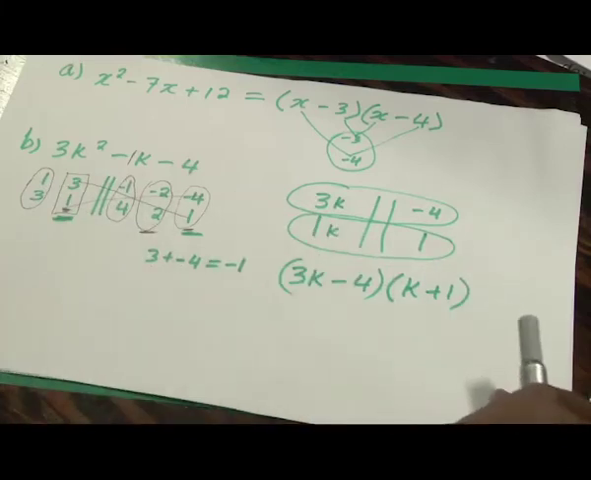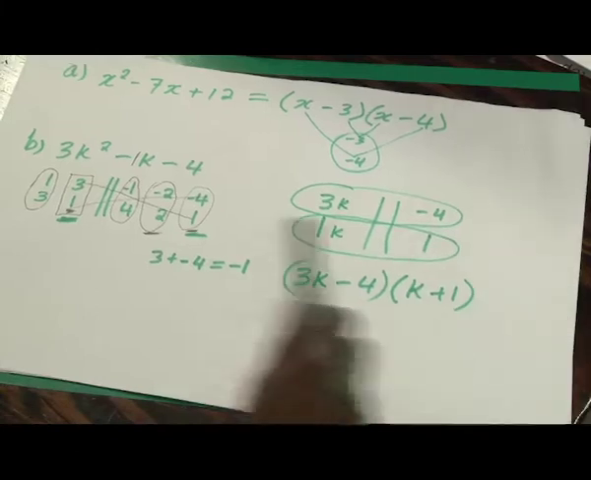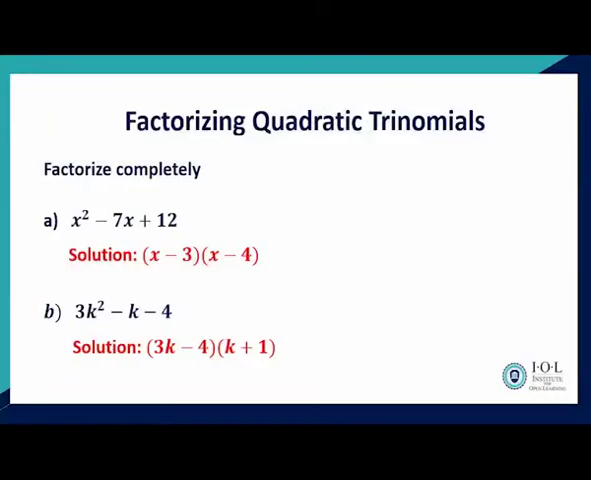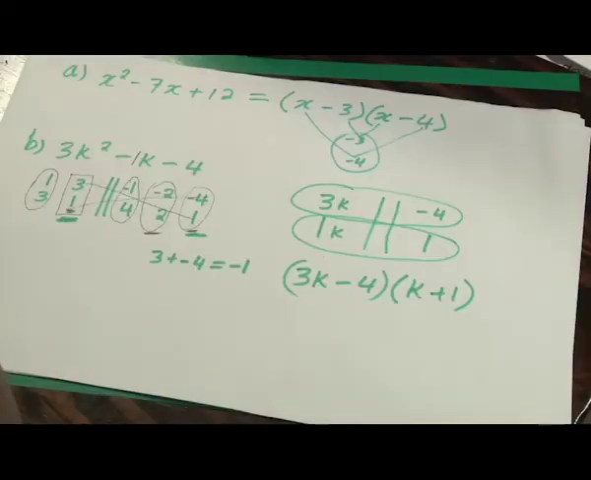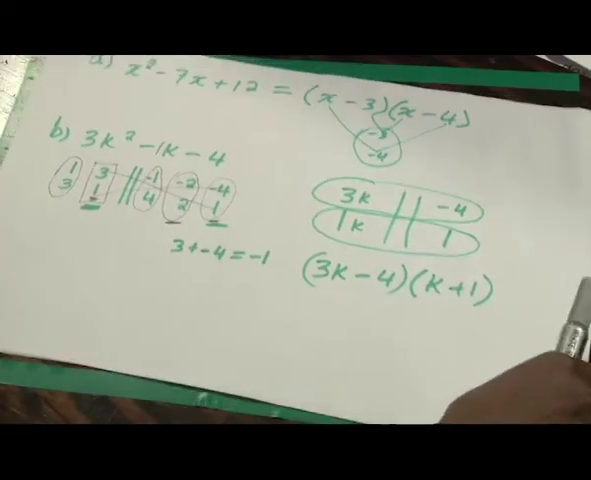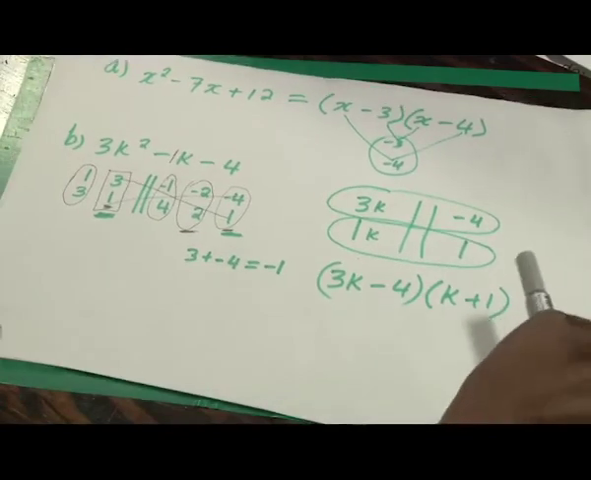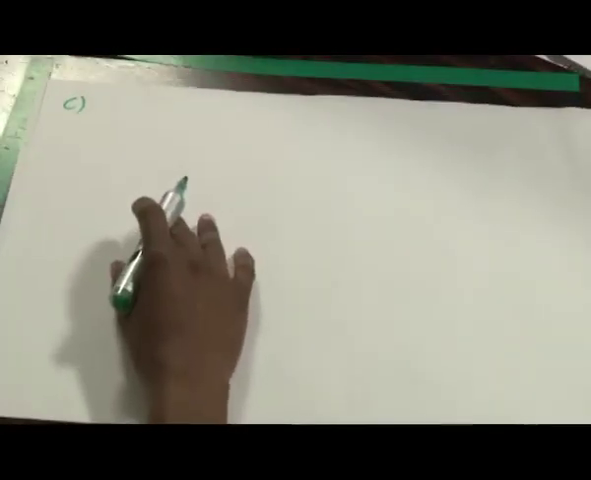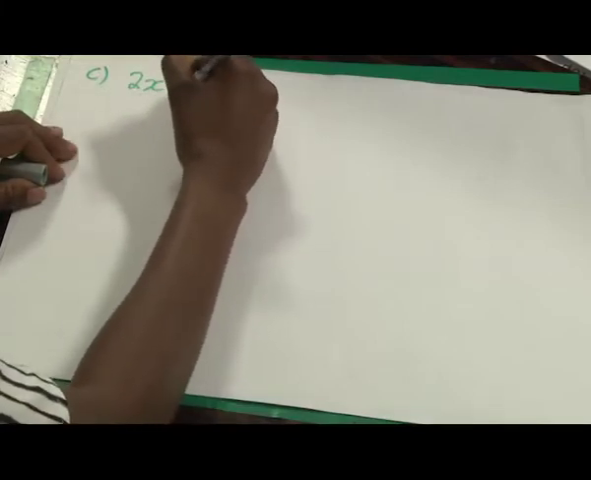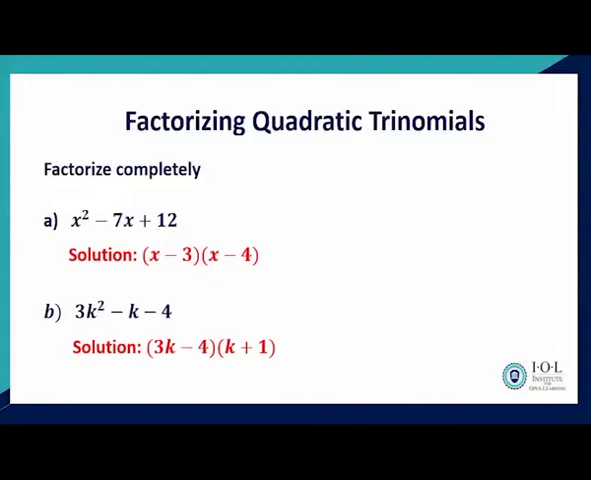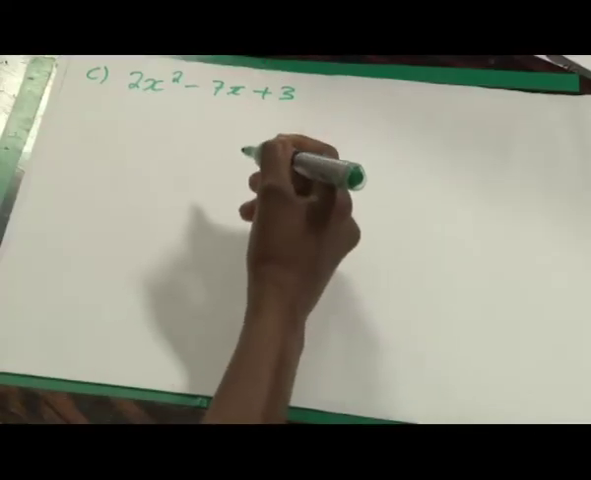So probably we can do one more example here, especially when we have the last term, probably positive. Let me give you the third example. Let me say we have 2x squared minus 7x plus 3. We want to factorize this.